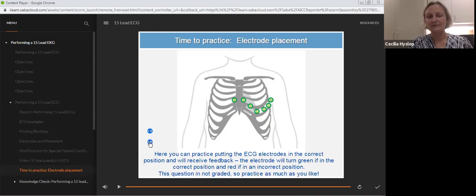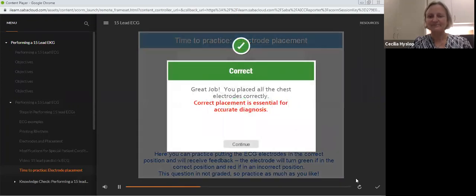So again, V4R is going to be the first one that I'll place, mid-clavicular line, but on the right side, on the right mid-clavicular line at the fifth intercostal space. And V3R, I'm going to put midway between V1 and V4R. And so now I'm going to see whether that's correct or not. Right?